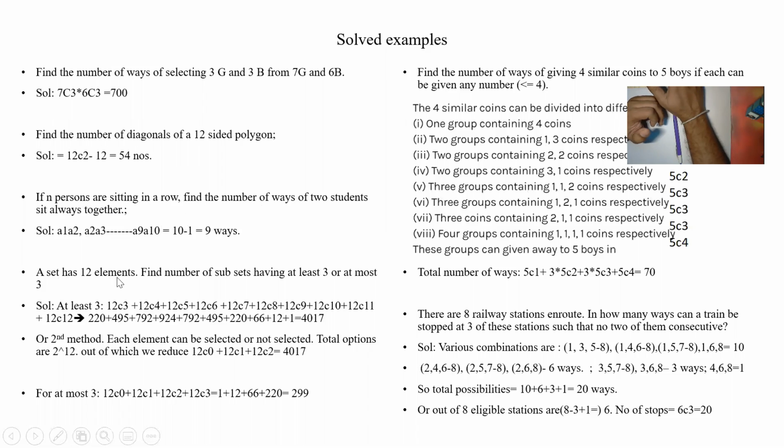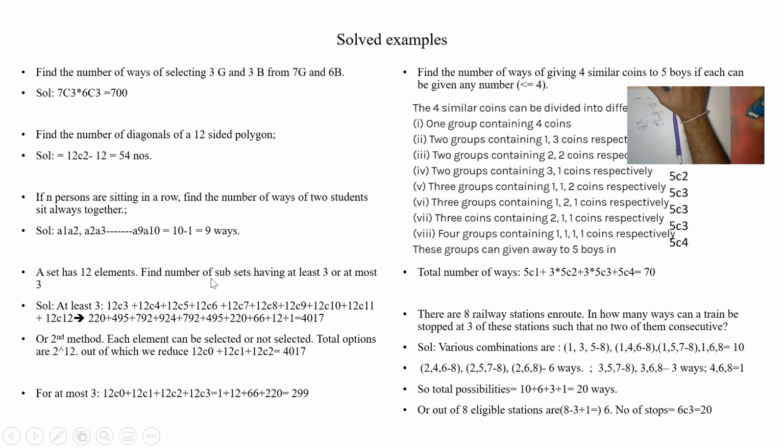So a set has 12 elements. Find the number of subsets having at least 3 or at most 3. The two conditions: one is at least 3, another is at most 3. So at least 3: 12C3, 12C4, 12C5 up to 12C12. Adding all. Otherwise, second method.